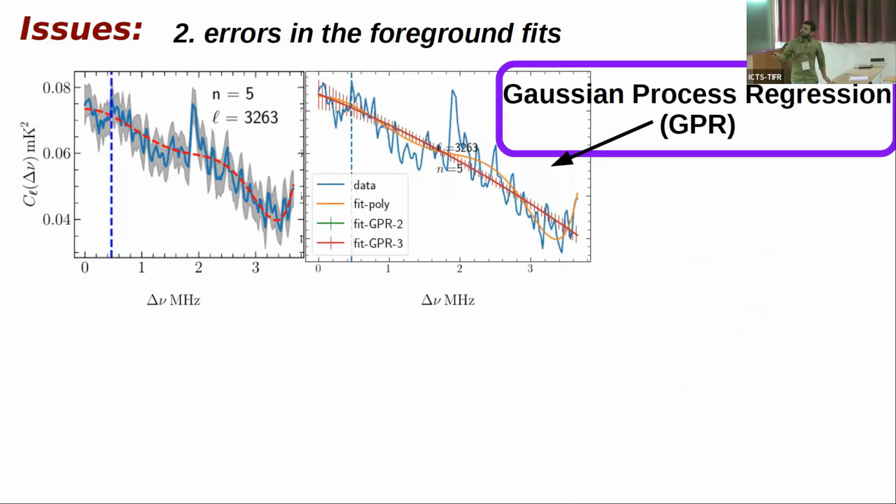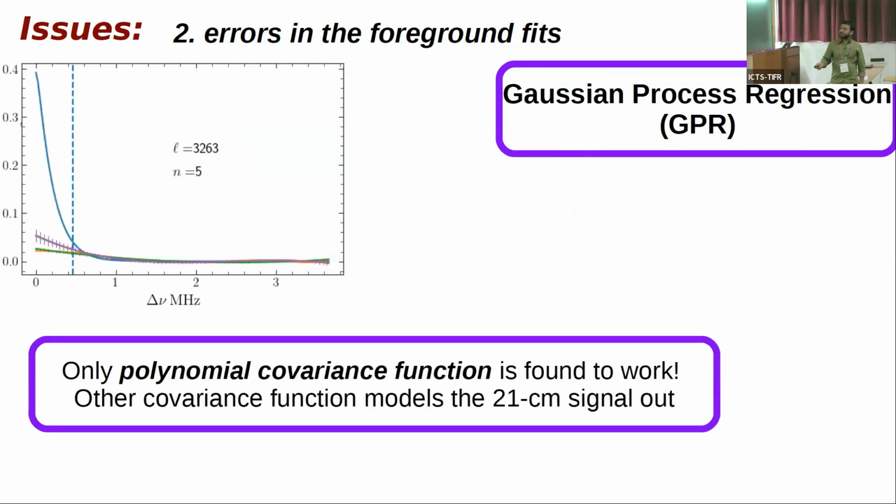And we should have plotted error bars on our best fit model, but we didn't do that when we submitted our paper. So we are now trying to use different methods to predict the error in these extrapolated regions. We have tried Gaussian process regression. And these are the error bars when you predict the best fit model with Gaussian process regression. But the problem with this is that only the polynomial covariance function is found to work.